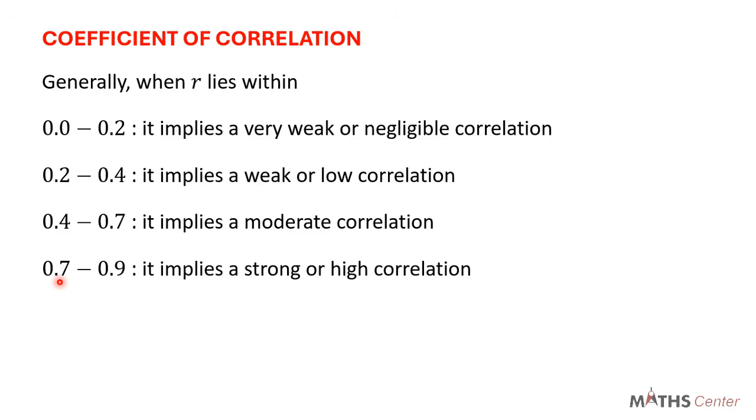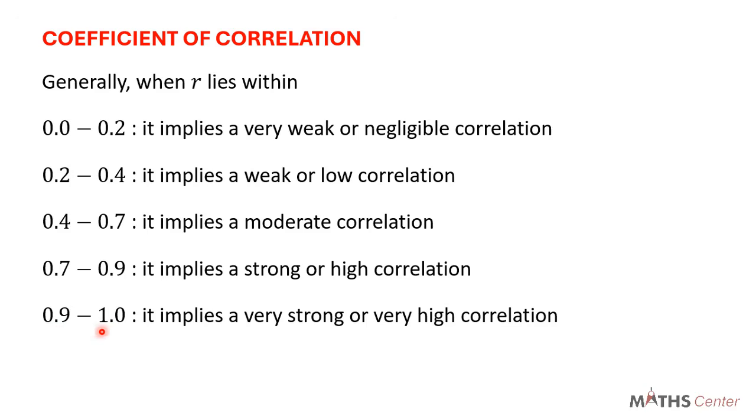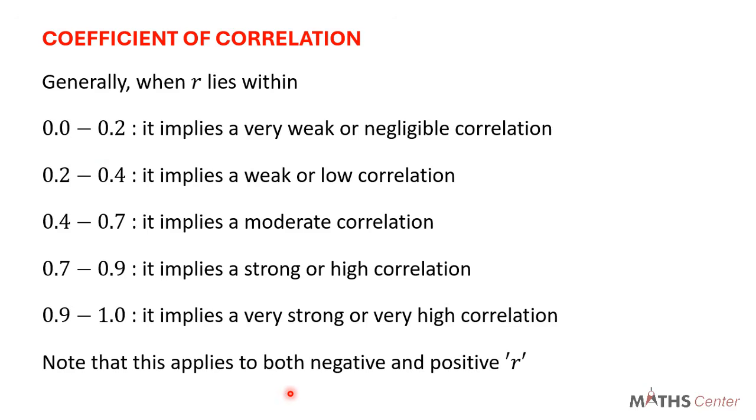If r is between 0.7 to 0.9, it implies a strong or high correlation. And if r is between 0.9 to 1.0, it implies a very strong or very high correlation. So as you can see, depending on the value of r, we can determine the strength of the correlation, and then also depending on the sign, whether it is positive or negative, we can determine the direction of the correlation. Take note that what I have listed here applies to both negative and positive values of r.